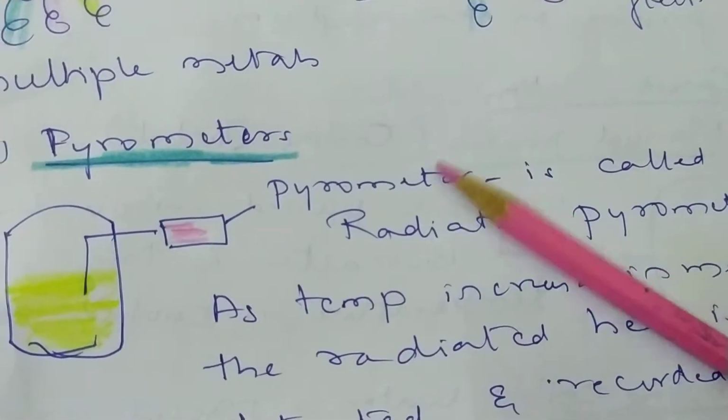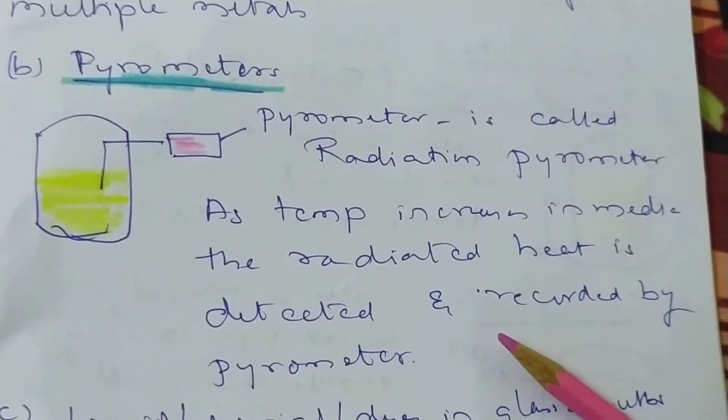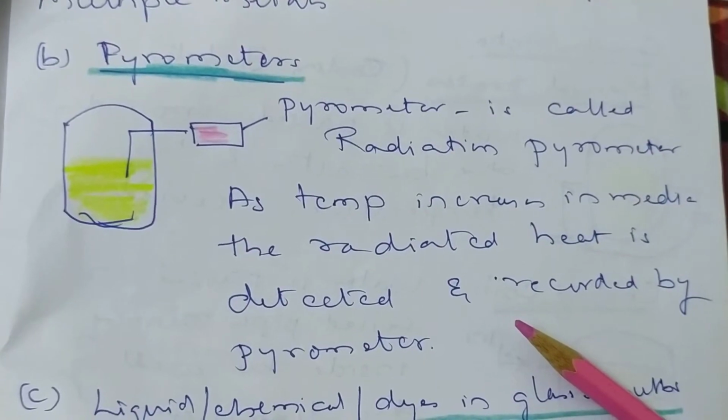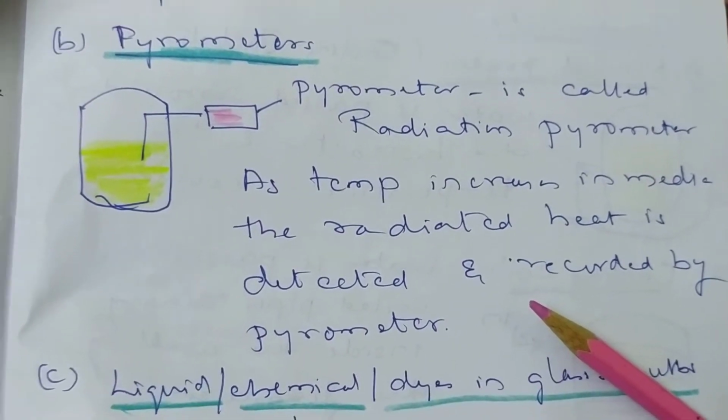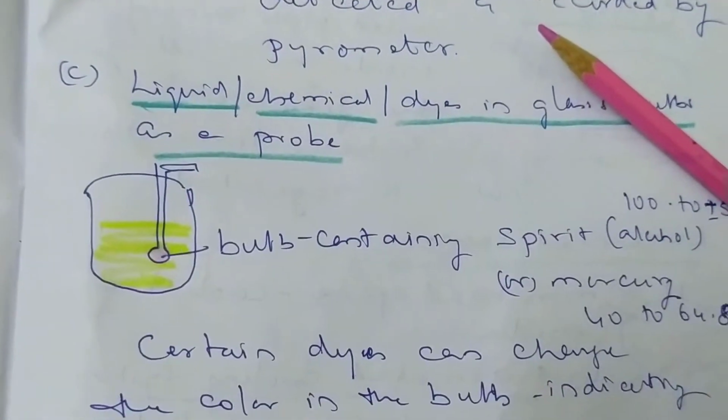Coming to pyrometers. What is a pyrometer? Pyrometer is called a radiation pyrometer. Okay, as temperature increases in the medium, the radiated heat is detected and recorded in a pyrometer. So these are instruments which are used in the detection.